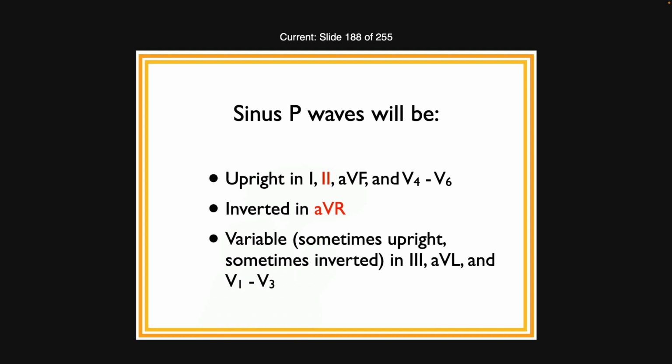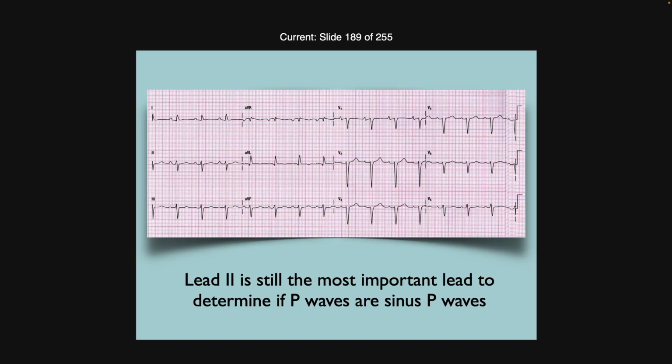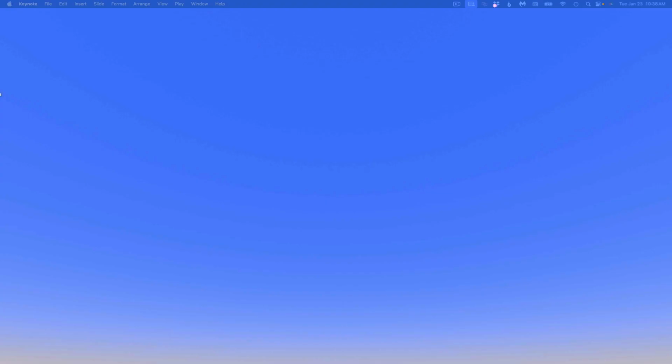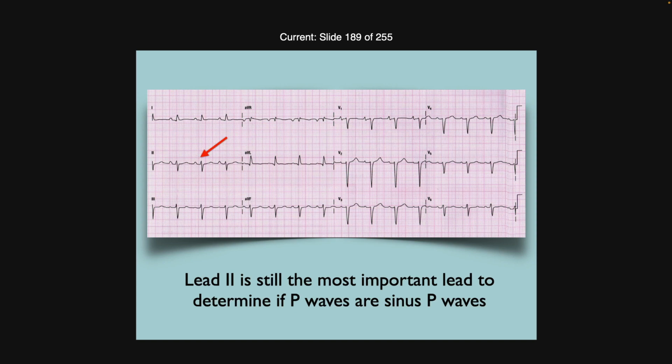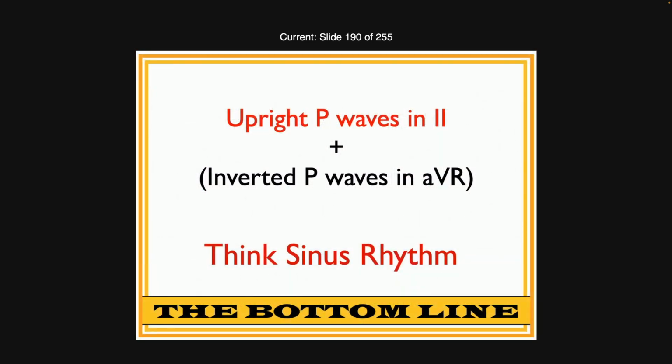They can be upright, they can be inverted. The big thing to remember with this, lead 2, this doesn't change. It's still the most important lead to determine if P waves are sinus P waves. AVR is also important. Suppose you can't see the P waves here, then you have to start looking other places. Okay. So upright in lead 2, plus a nice little extra inverted in AVR, think sinus. So that has not changed.